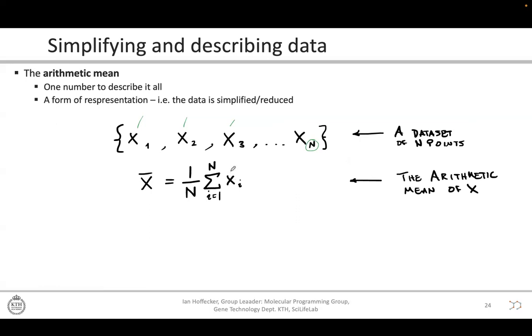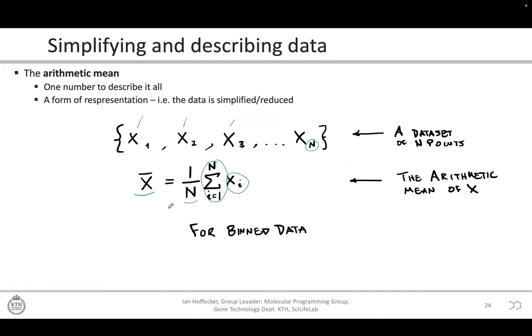Here we have x sub i representing one point in this data set, and this summation indicates that we sum over all of these points. Then n is the number of points, so we're dividing by this. And we'll usually use the notation x bar to represent this arithmetic mean.